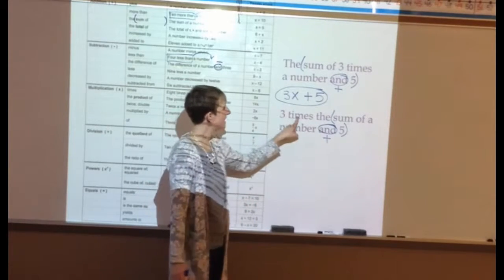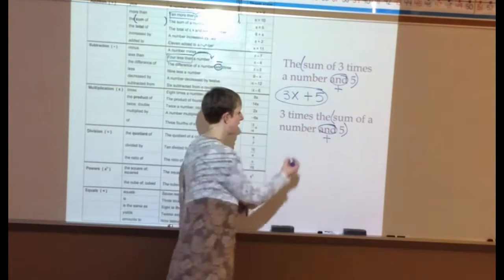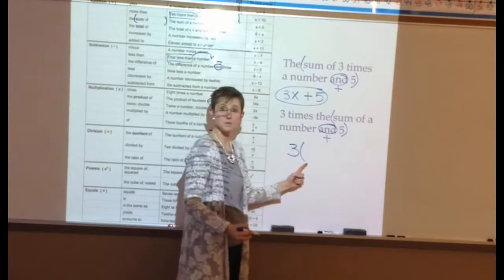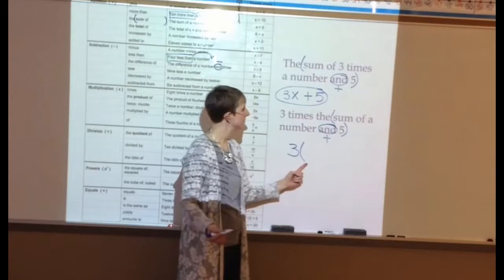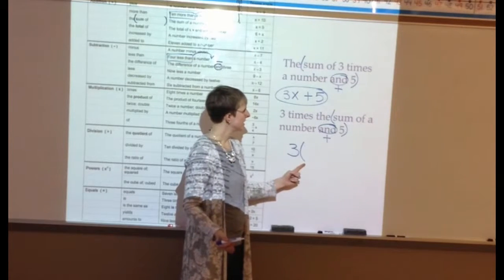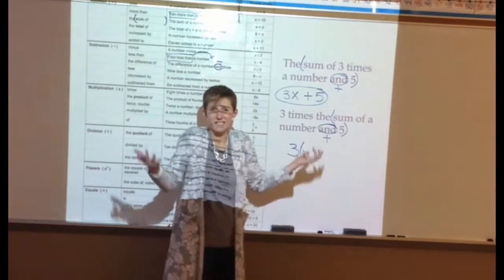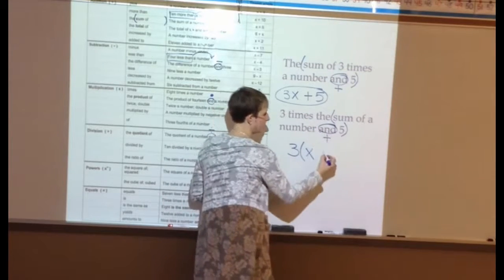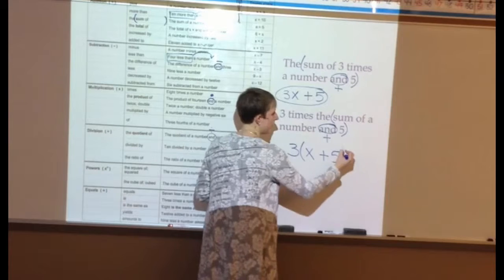So now we have 3 times the sum. So I have 3, and then I have my parentheses. Does that mean 3 times whatever is in the parentheses? It does. So 3 times the sum of a number, I gotta pick a variable, so I'll pick x, and bring in my plus sign, 5.